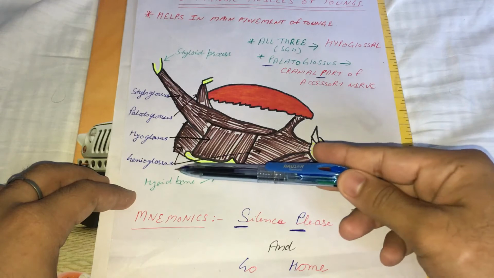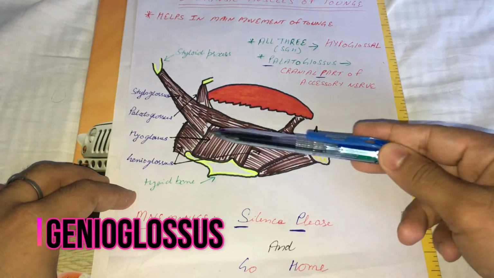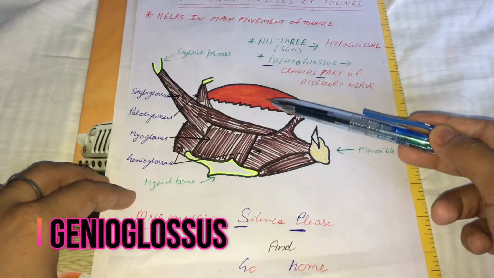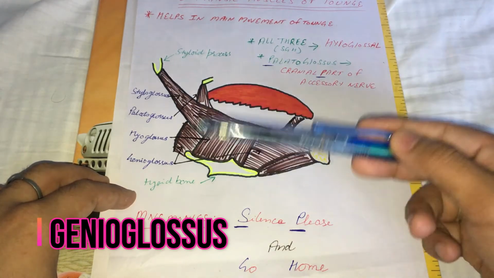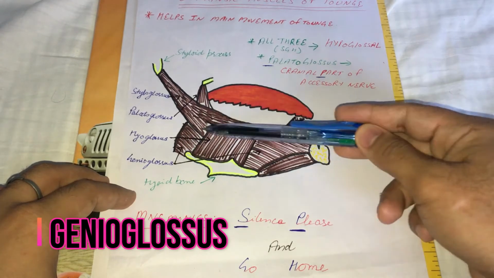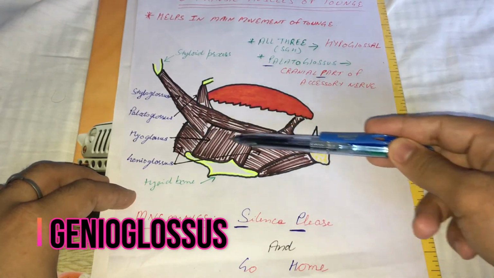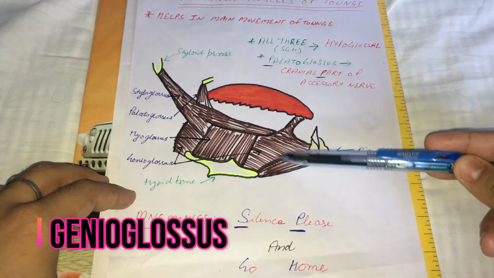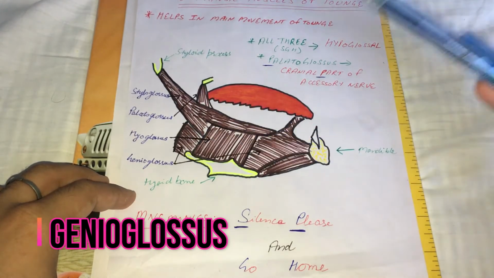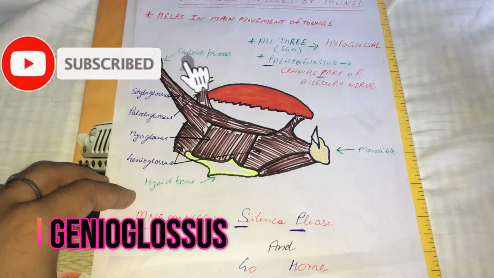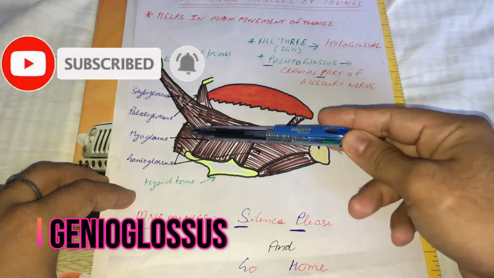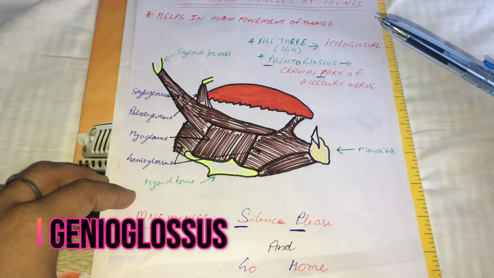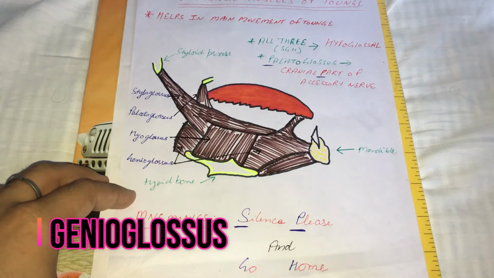Now coming to the genioglossus, it originates from the superior genial tubercles present on the posterior side of the mandible. Now coming to the insertion, the majority of the fibers of the genioglossus muscle insert into the ventral aspect of the tongue and form the bulk of the tongue. This is the genioglossus muscle inserting. Clear?